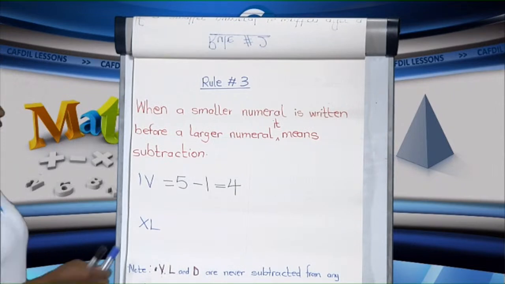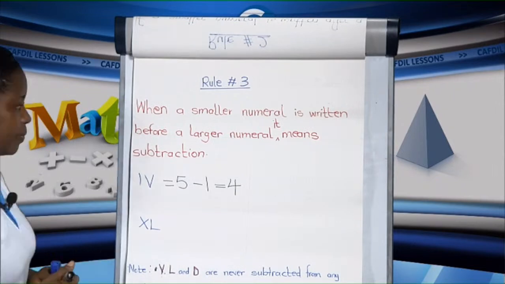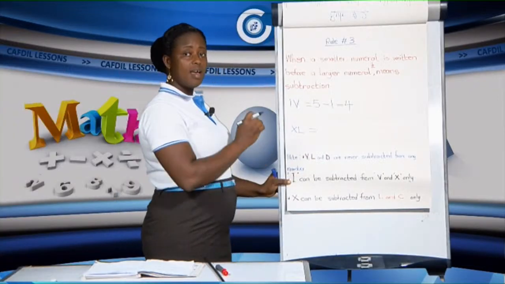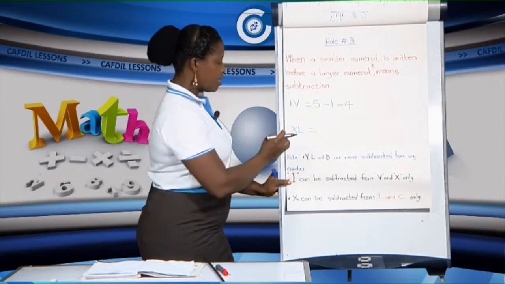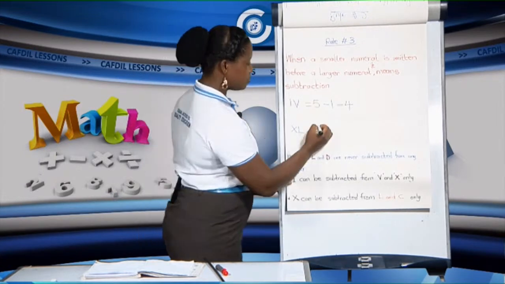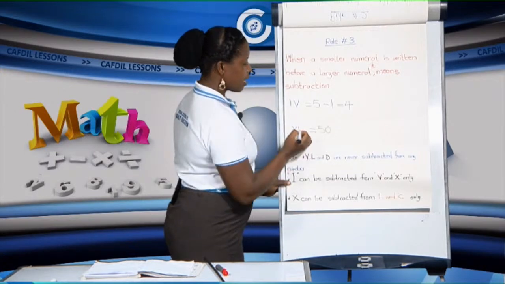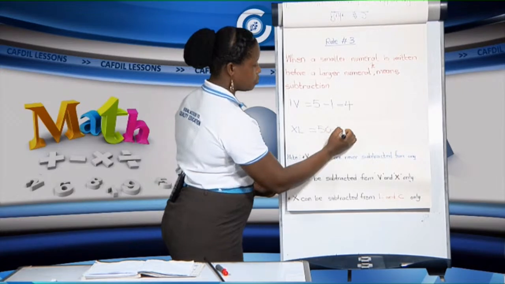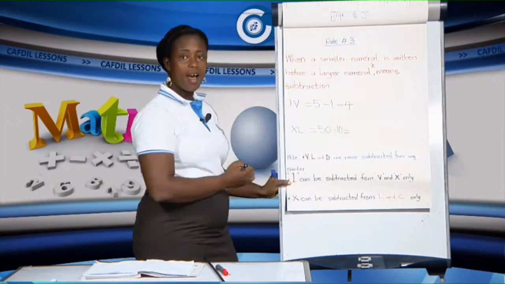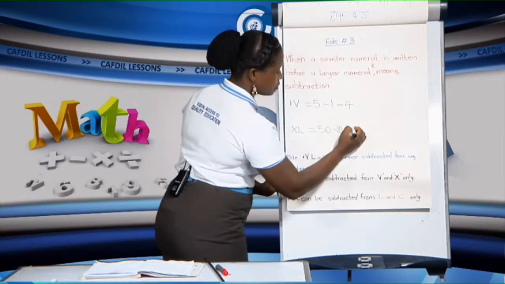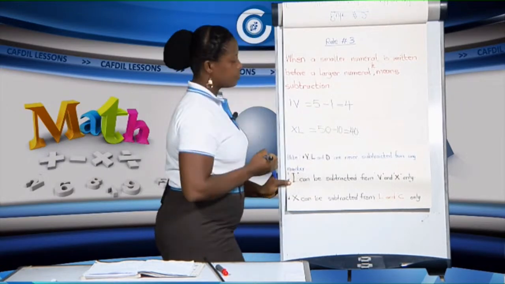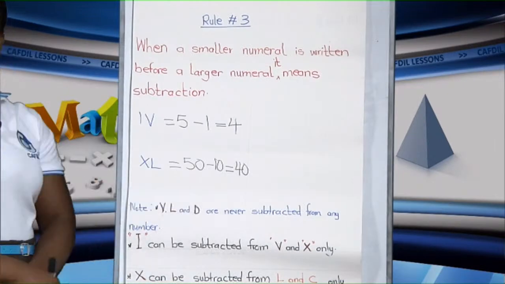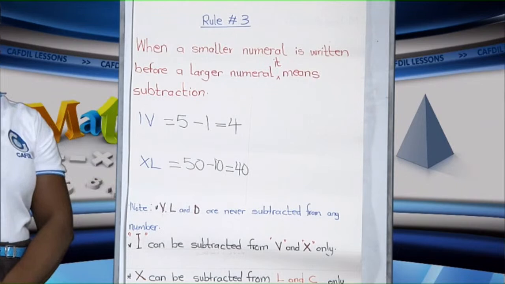Let's look at this as well. XL. So it means we are going to subtract X from L. And we know L to be 50, and X is 10. We have to subtract it from 50. So we're going to have 40. Roman numeral XL stands for 40 in the Hindu Arabic numeral.